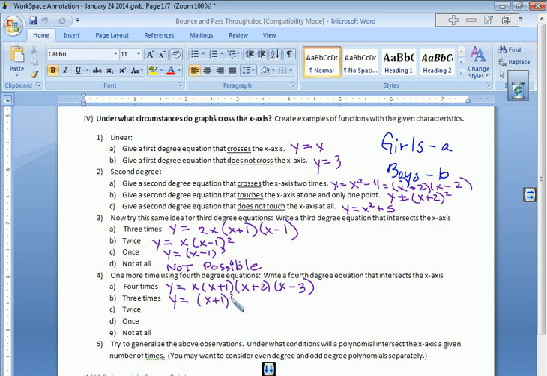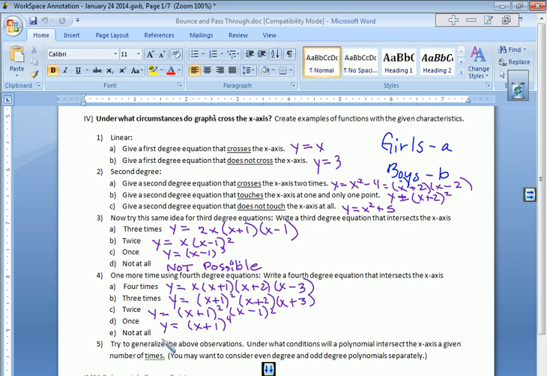X minus 1 squared, x plus 2. Sure. All right, twice. 2 of the factors must be squared. Once. X plus 1 to the 4th. X to the 4th. He meant to the 4th.